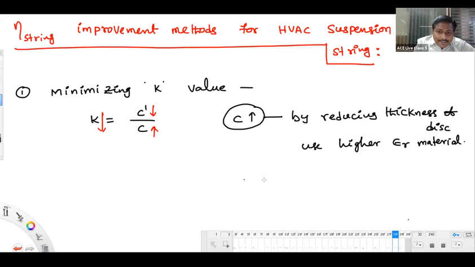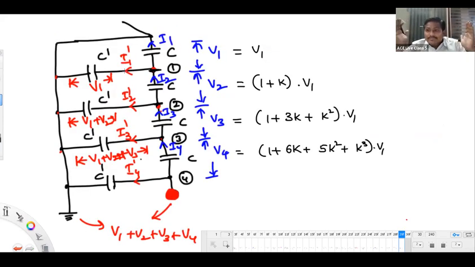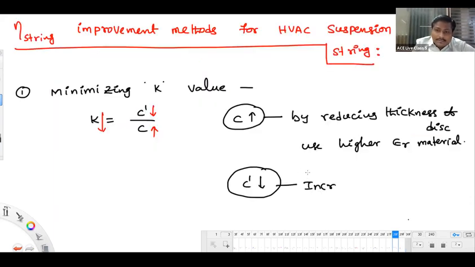Okay, next option is what? Decrease the value of C dash. How can we decrease the value of C dash? Anybody tell me how to decrease the value of C dash? C dash can be reduced by increasing the distance between string and tower. Increasing the distance between string and tower is nothing but increasing the cross arm length of the tower.